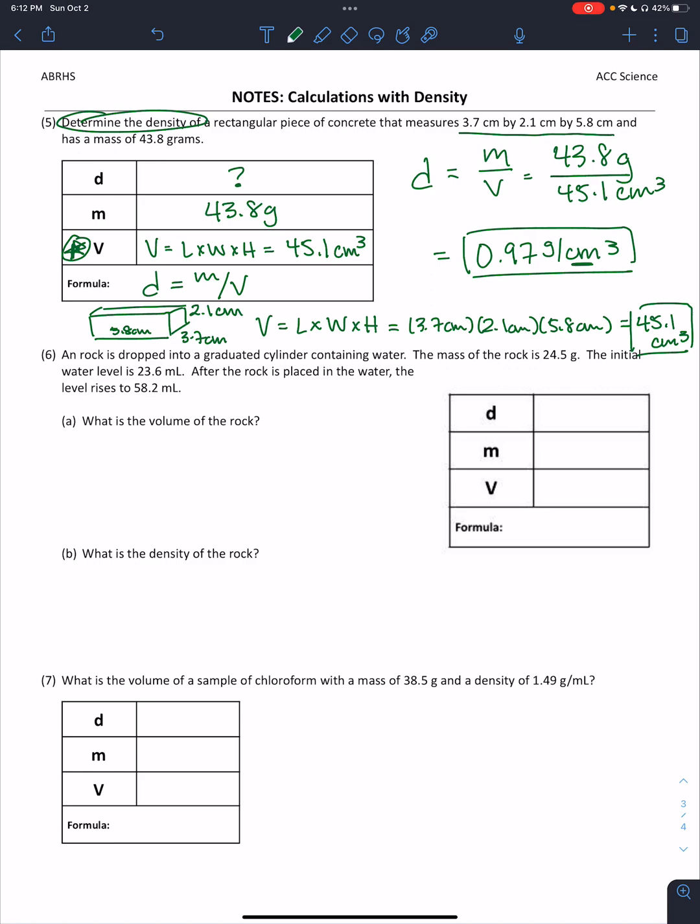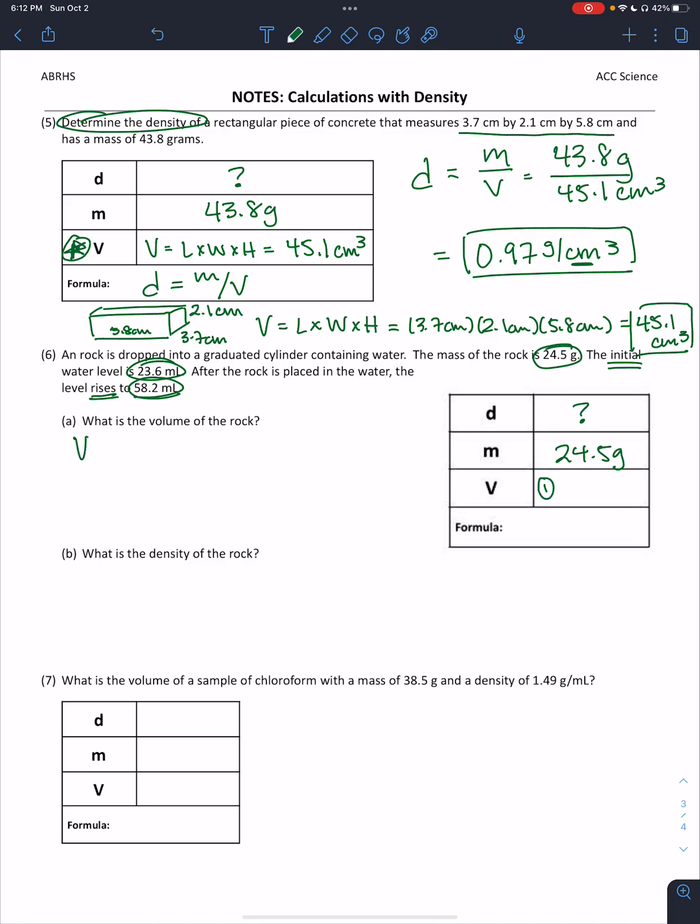A rock is dropped into a graduated cylinder containing water. The mass of the rock is 24.5 grams. The initial water level is 23.6. After the rock is placed in the water, the level rises to 58.2 milliliters. So what we've got here is a mass value of 24.5 grams. We're looking for the density eventually, but first we're going to need to find the volume.